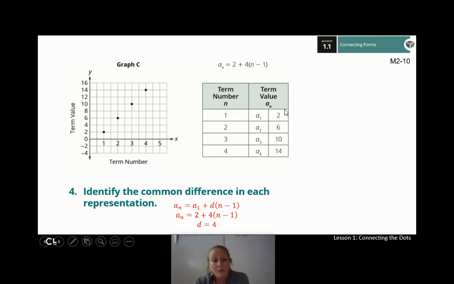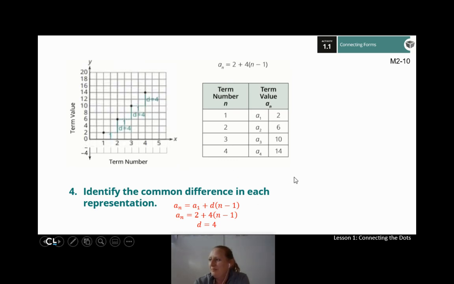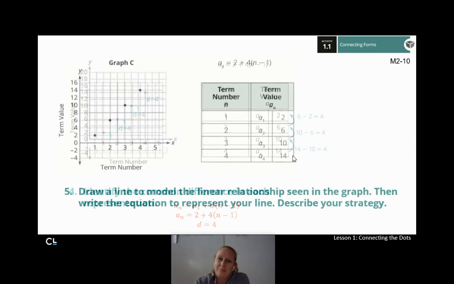But you also could have looked at the table and said, hey, I'm adding 4 each time. My common difference is 4. You also could have looked at the graph and said, hey, I went from 2 to 6 to 10 to 14. We're adding 4. So our common difference is 4. You can see it here, and we can see it here as well.